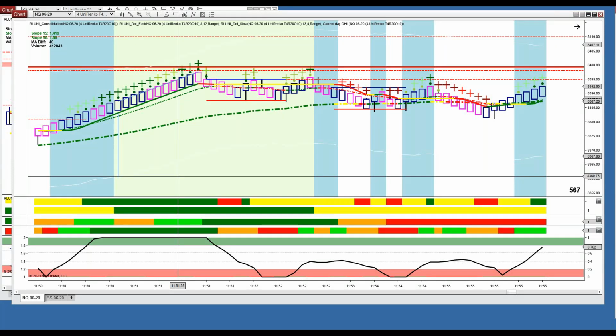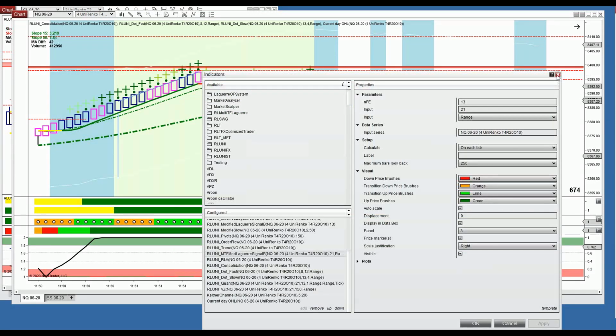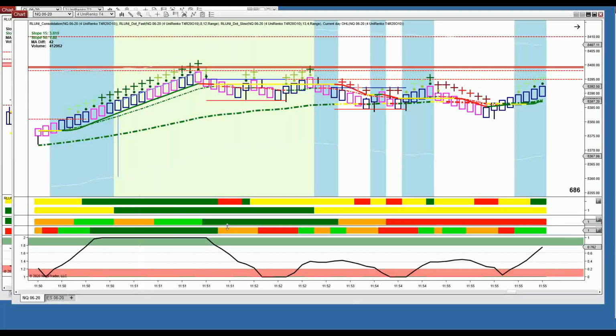So I think you got a good feel for what we're looking for. Now, let me make sure the long-term Laguerre, I'm sure it's set right. It is. Remember, these recolor, unfortunately. Multi-time frame assessments.